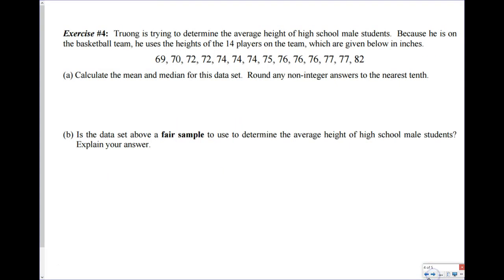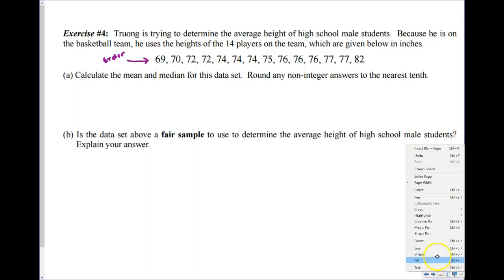So that leads us to exercise number 4 about bias. So exercise 4 says, Truong is trying to determine the average height of high school male students. So if you walk into a high school, what would the average height of any given boy in the high school be? Because he's on the basketball team, he's going to use the heights of the 14 players on the team. Right? So here are all the heights of the basketball players. Notice that they're already in order, so we don't have to order them.